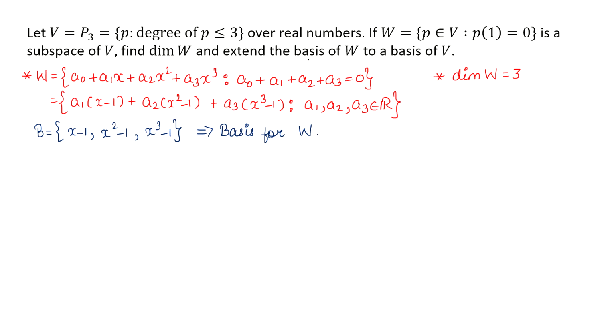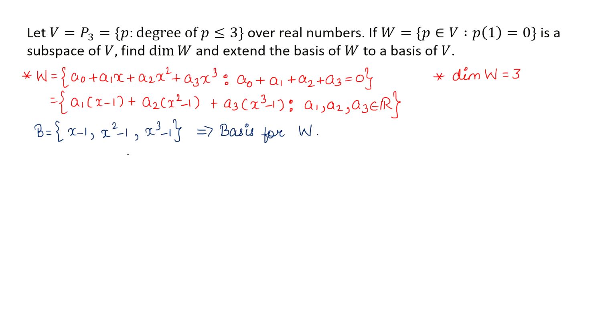How? By extending the basis of W to a basis for V. So this basis which is given to us, we have to extend this basis itself to a basis for V. That is, we have to add a few polynomials to it so that the new set which we will get will be a basis for V. So how can we do that?